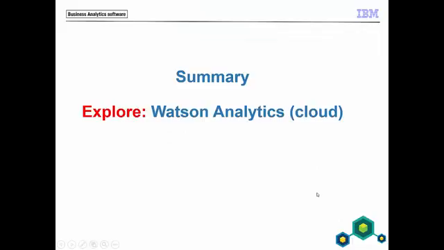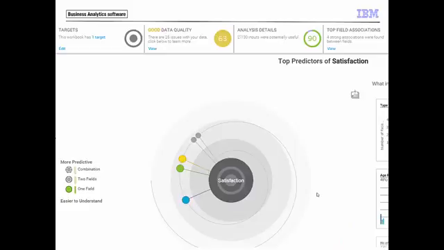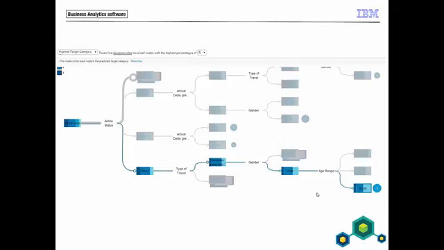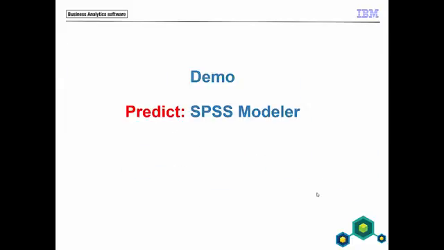So just a summary about Watson Analytics. You're working directly on the web, on the cloud, and here's some examples from what you saw. You get the information about what is the most important to explain satisfaction. And here is an example of a tree. So now I'm going to make a demo of SPSS Modeler. SPSS Modeler is a desktop version.